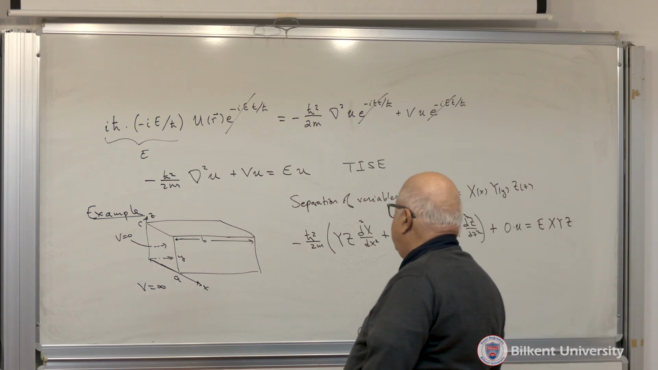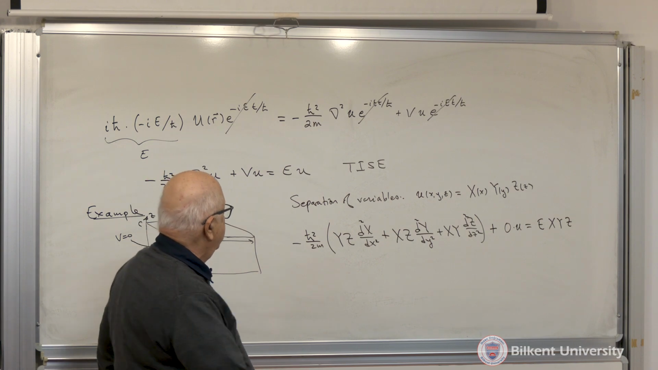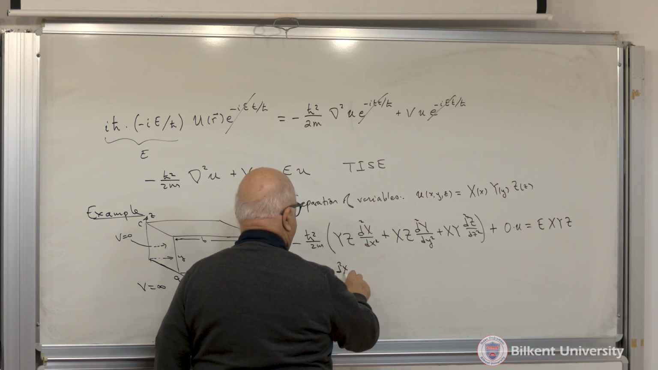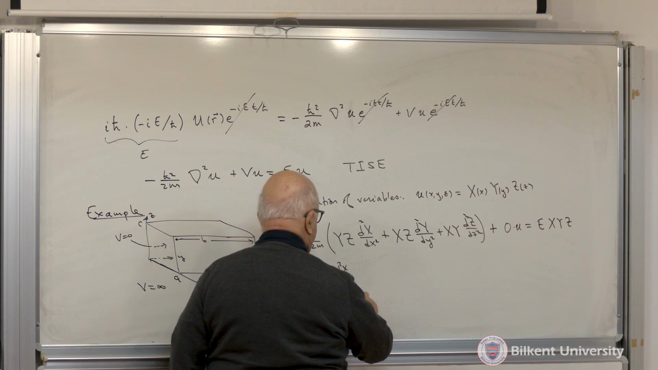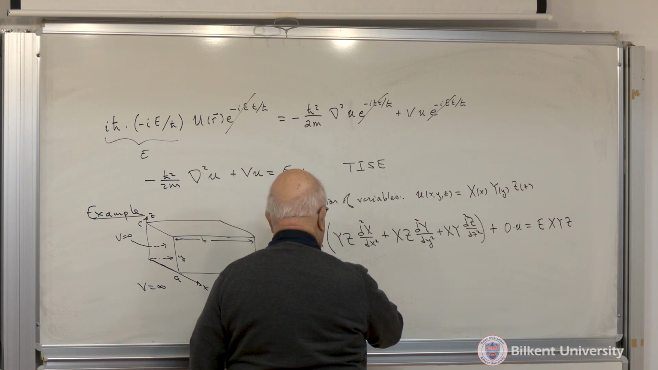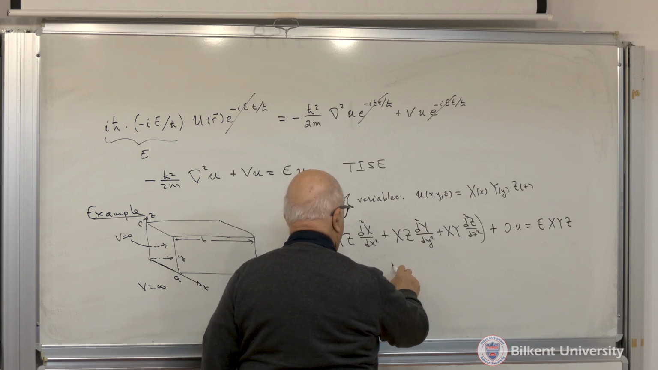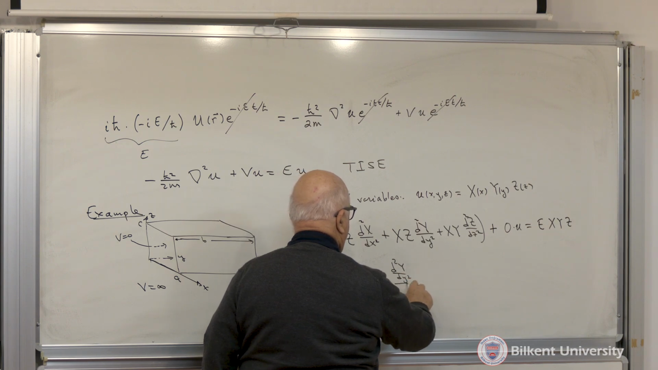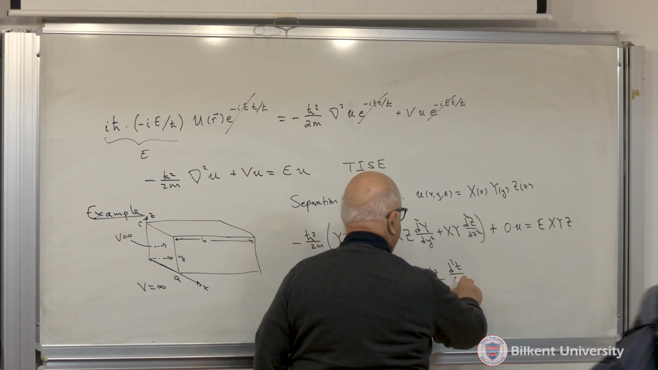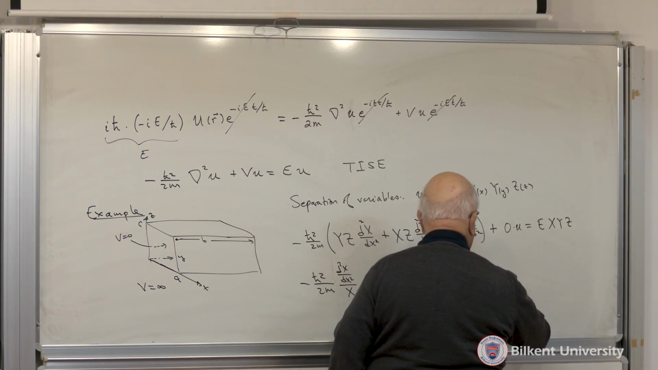Okay? So I do the standard trick. I divide all of this by X and Y and Z. So I get minus h bar squared over 2m, d squared X dx squared over capital X, minus, perhaps I'll write all of them out, minus h bar squared over 2m d squared Y dy squared over capital Y, minus h bar squared over 2m d squared Z dz squared over Z, is equal to E.